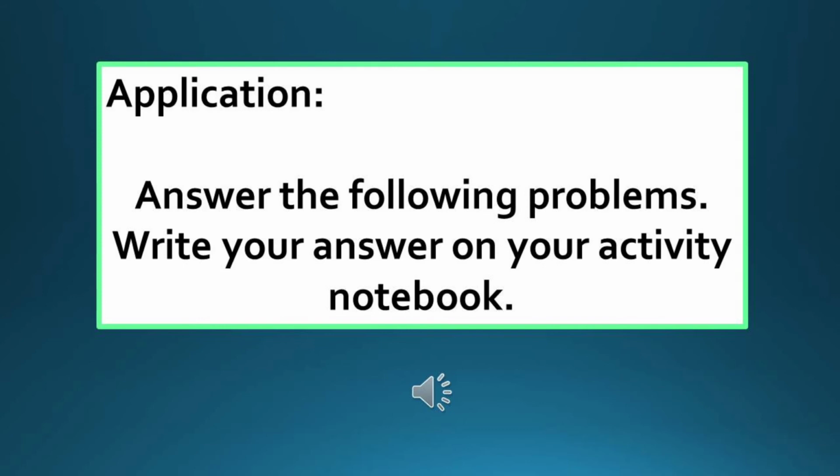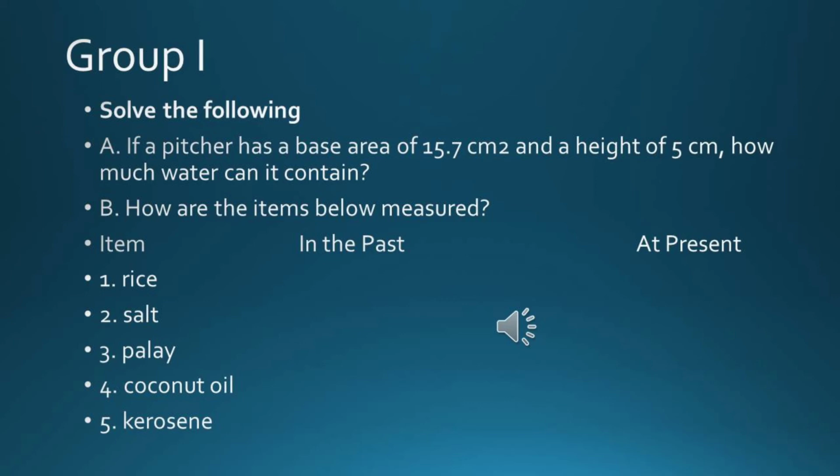Answer the following problems. Write your answer on your activity notebook. For Group 1, solve the following. Number 1. If a pitcher has a base area of 15.7 square centimeters and a height of 5 centimeters, how much water can it contain?